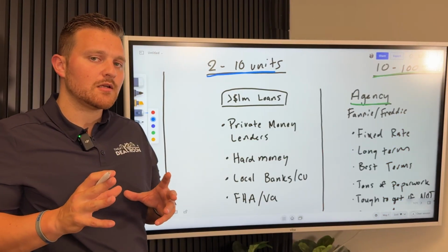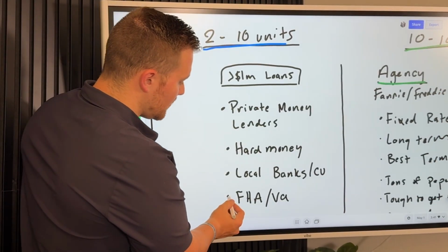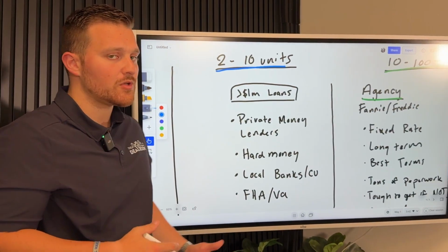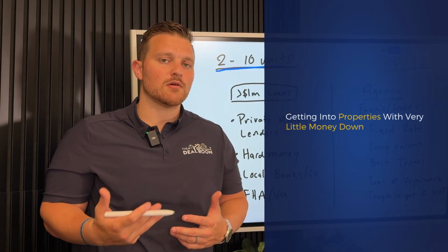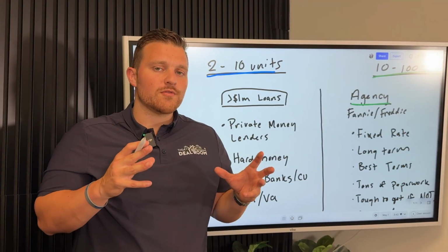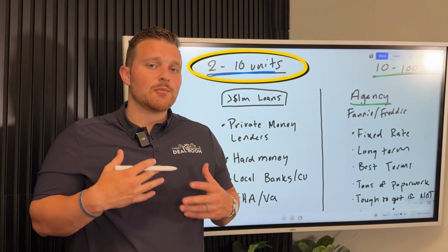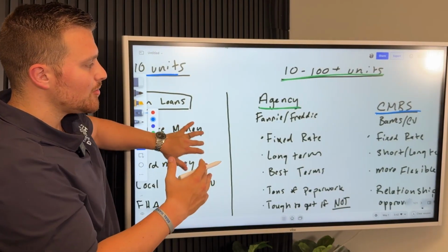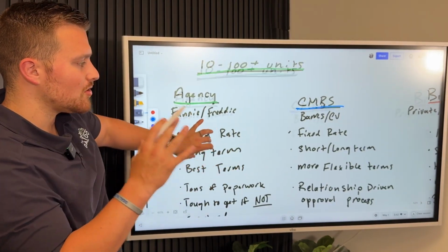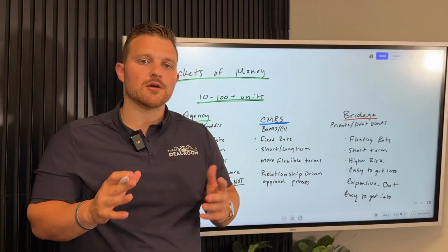Maybe if there's enough income at the property, you could potentially look at getting an FHA loan or using a VA loan if you're in the military and getting into properties with very little money down. Again, this is for the 2 to 10 unit range. I'm a really big fan of starting in the 10 to 30 and just getting a little bit into the bigger deals because it does offer much better terms when it comes to financing.